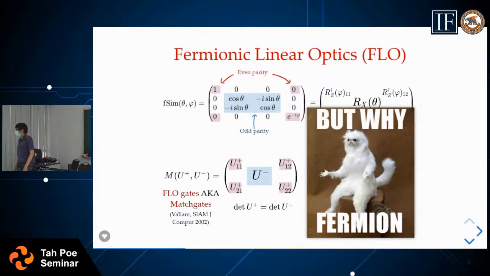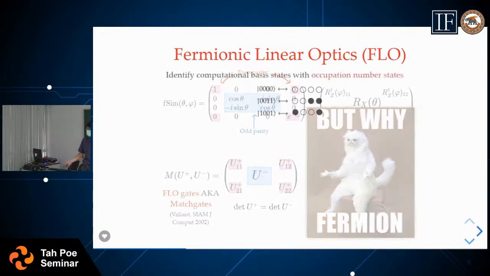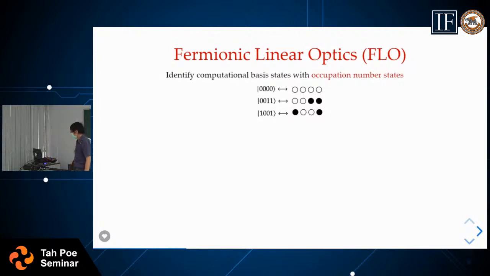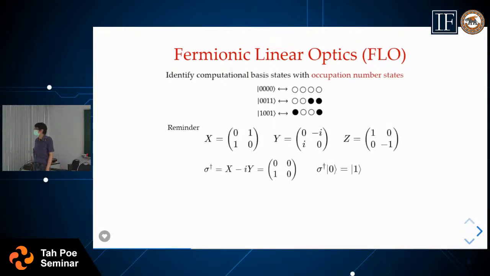But the great question is, what does this have to do with fermions? It actually comes from something called the Jordan-Wigner transformation. It's a way to map between a spin model, or here a qubit model, to an exactly solvable free fermion model. You first do this mapping by identifying the computational basis states, the 0, 1 states, with occupation number states. So the black dot here means a particle exists here.